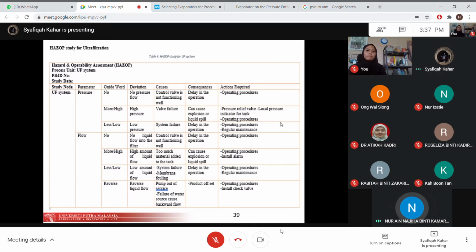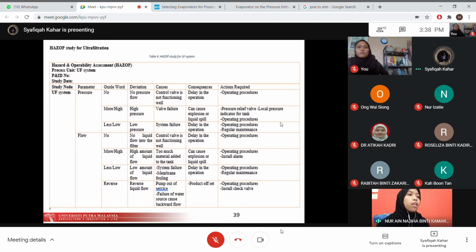It may be caused by a control valve not functioning well, so it can delay the operation. If there is high pressure, it may be because of valve failure, and it can cause explosion or liquid spill. And if there is low pressure, system failure happens and also delay in the operation. So what we can do is recheck our operating procedure, do maintenance regularly, and then we can apply a pressure relief valve.